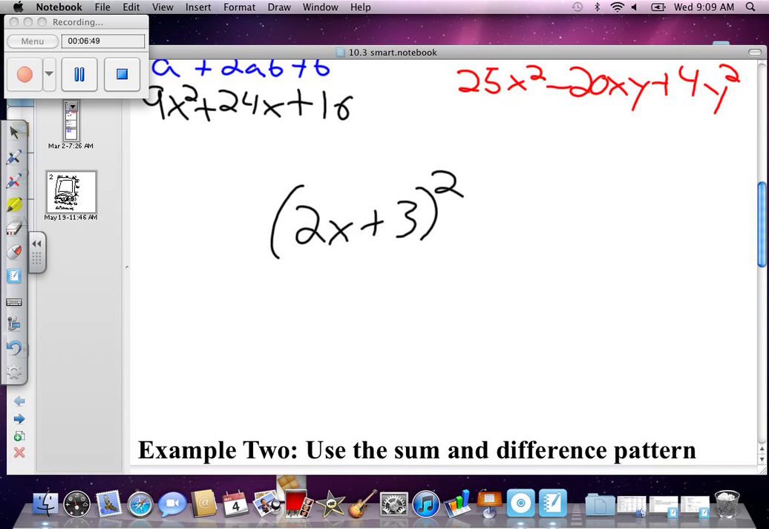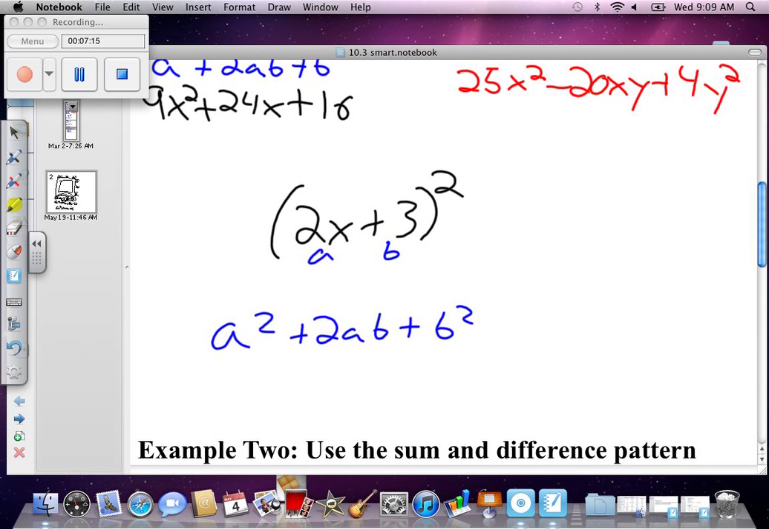Let's try Aaron. Which one is this? Is this an a plus b squared, an a minus b squared, or an a plus b times a minus b? Which one of these is the one that we're doing? A plus b squared. Okay, so it's the first one. So I know my answer is going to look like a squared plus 2ab plus b squared, where this is a and this is b.